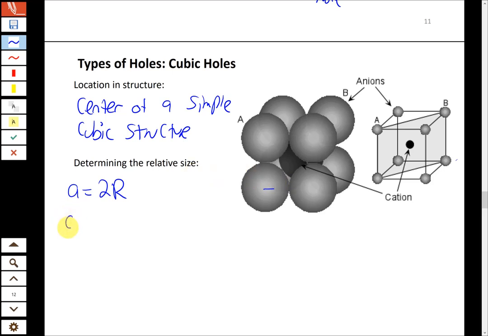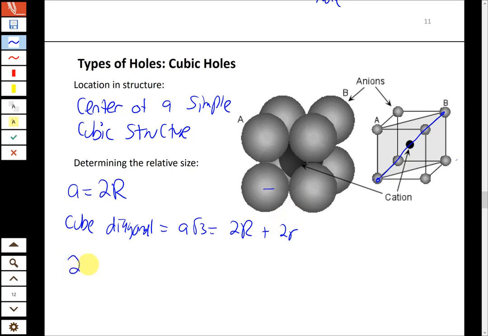And then again, the cube diagonal here, as we go from one corner to the opposite corner through the center, that diagonal there is equal to A radical 3, which is equal to 2 times the radius of the anion plus 2 times the radius of the cation. So as we go from corner to corner, we go through 2 radiuses of the anion, and we go through the whole diameter of the cation that's at the center. So that's the relationship we have there.